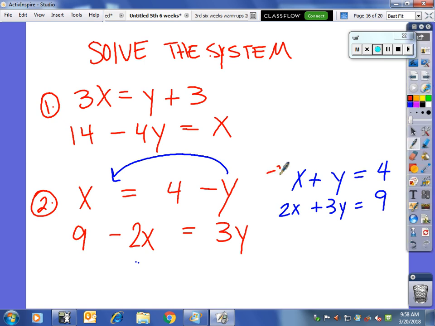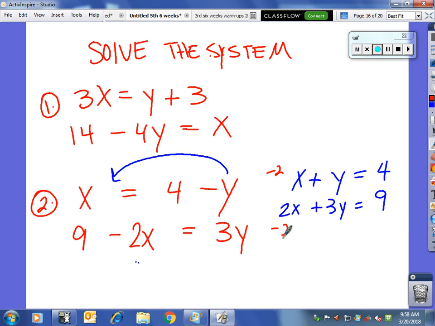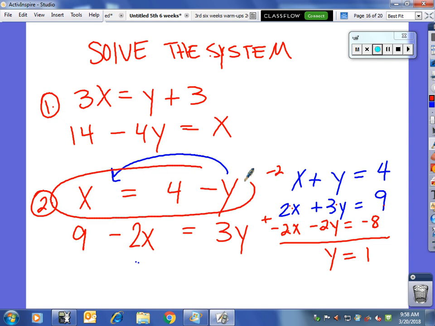Multiply the top one by negative 2. That'll work. My new equation then would be negative 2x minus 2y equals negative 8. And then when you add them up, the x's are eliminated. 3y and negative 2y is just y. And 9 and negative 8 is 1, so the y value is 1. I would probably go back to this one right here, the original top equation, put a 1 in for y. What's 4 minus 1? 3. So x is 3. 3, 1.